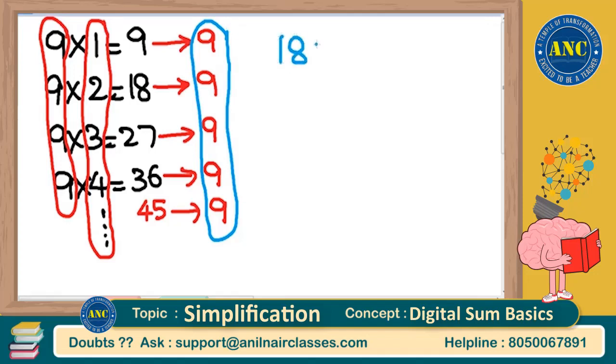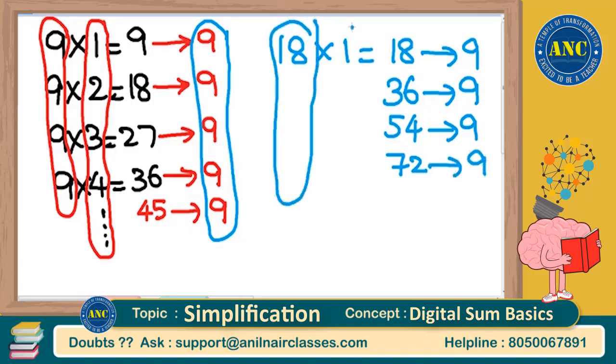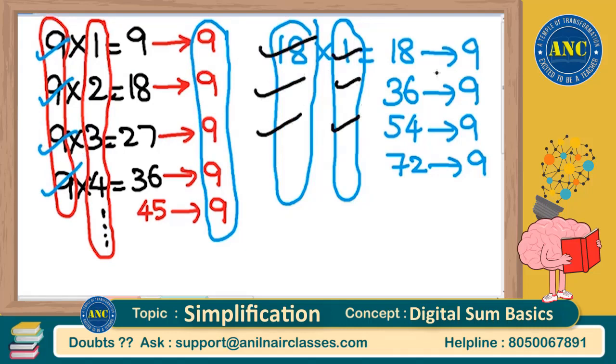Suppose I take the multiple of 9, 18. 18 into 1 is 18, 18 into 2 is 36, next it is 54, next it is 72. It is 9 again: 36 is 9, 54 is 9, 72 is 9. Any multiple of 9 multiplied by any number, it is not only 9 multiplied by any number, the rule is that for a multiple of 9 multiplied by any number, the digital sum is always 9. I believe the idea is clear. The digital sum should always be 9, right? It should always be 9.